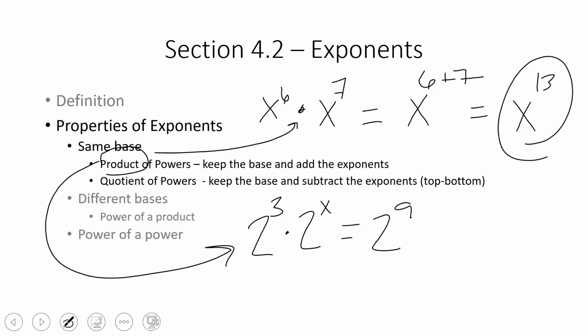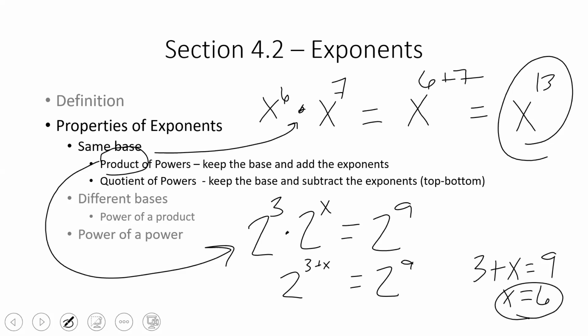If we needed to determine what the value of x is here, we need to remember the rule. So we're going to keep that base and add the exponents. So we know that this would be 2 to the 3 plus x is equal to 2 to the 9th. And now since they have the same base, we can set our exponents equal to each other. So I'm going to take this 3 plus x and set it equal to 9. So then we can determine that our value of x here is going to be 6.